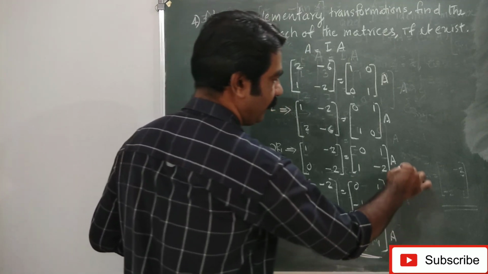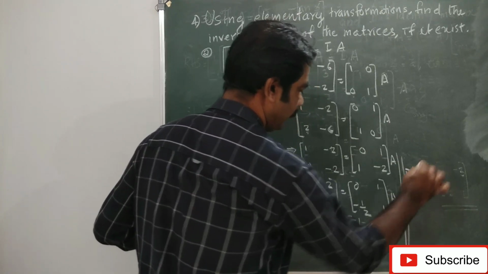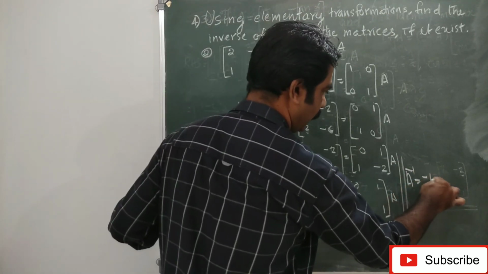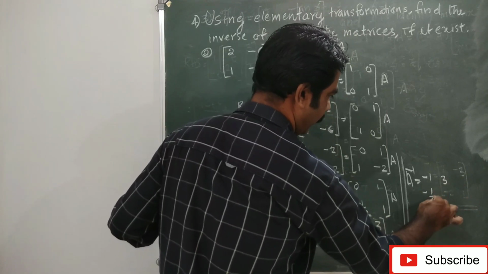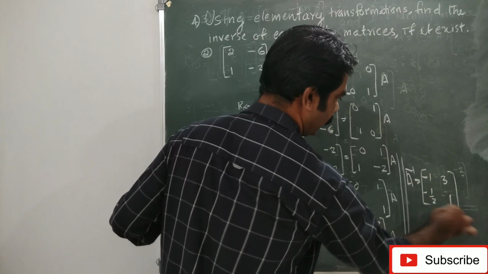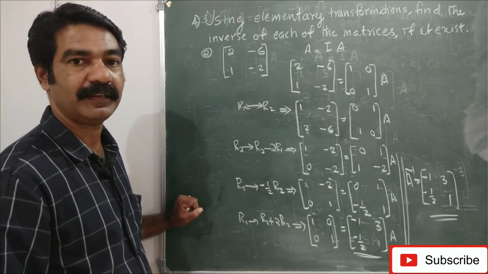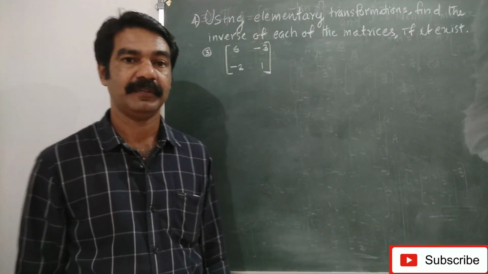That means A inverse is equal to this answer: minus 1, 3, minus 1 by 2 and 1. This is the inverse of the matrix. Minus 1, 3, minus half, 1. Now the third question.